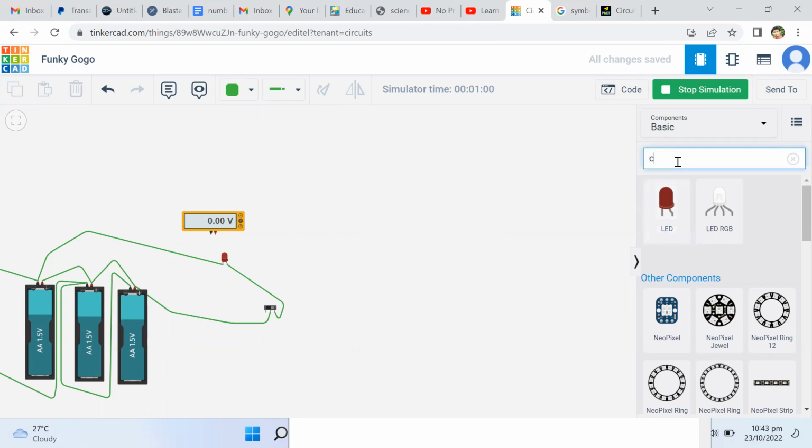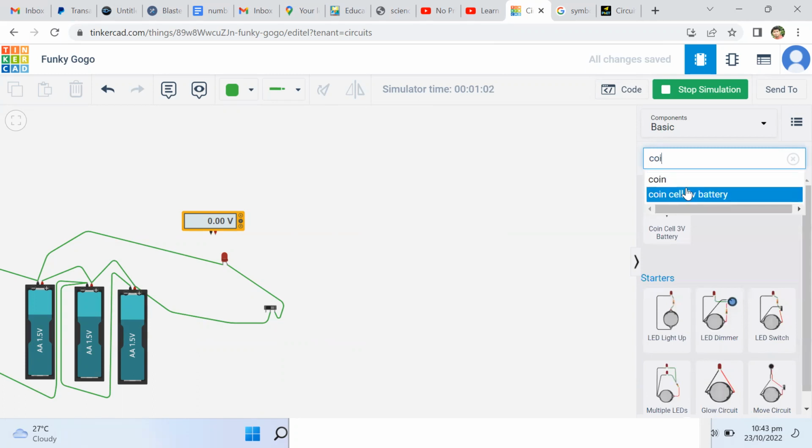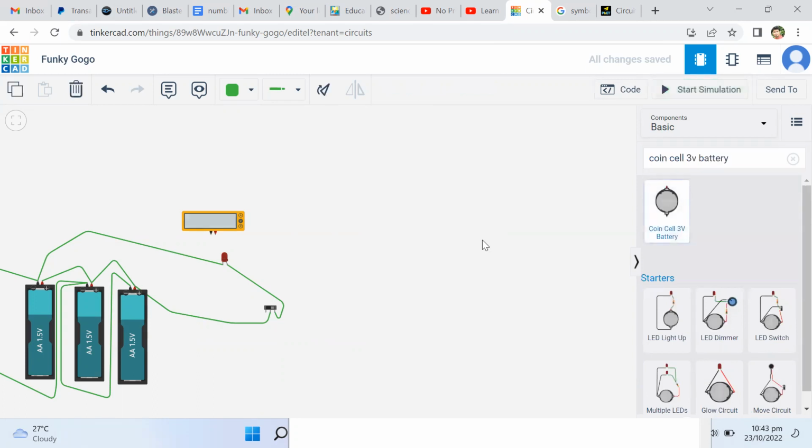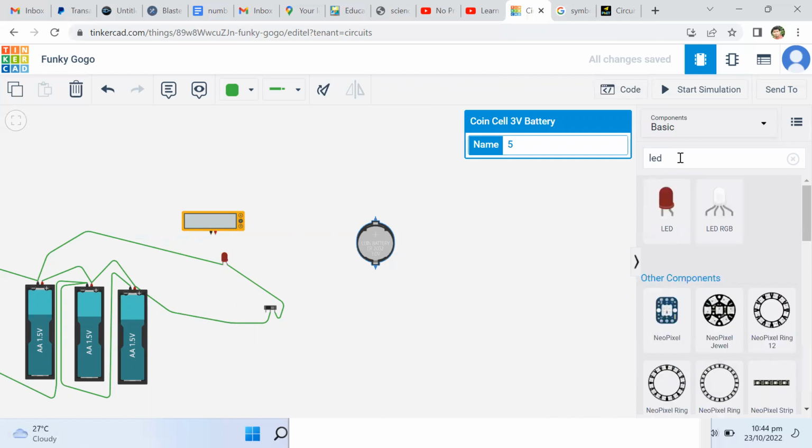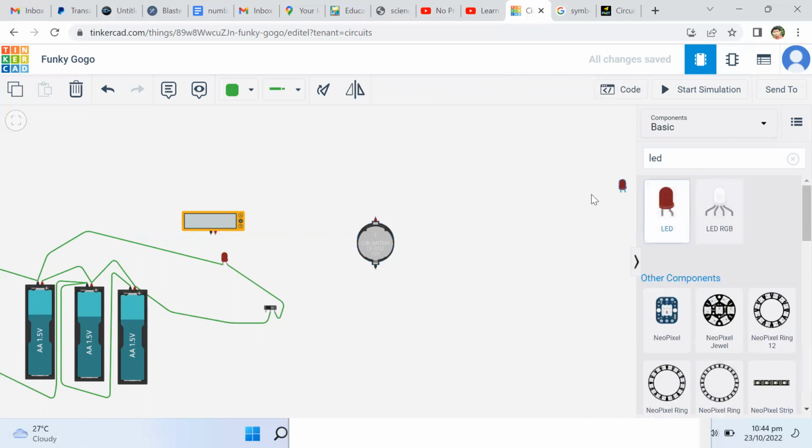So there is a coin cell battery, and this coin cell battery is 3 volt. But the problem is when you connect the coin cell battery, the voltage is enough, but the amperage is very low. Therefore, it will soon die. The battery will soon drain, right? Then the LED. Let me show.